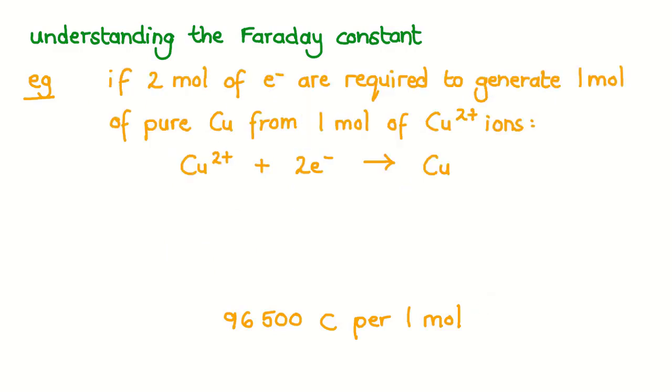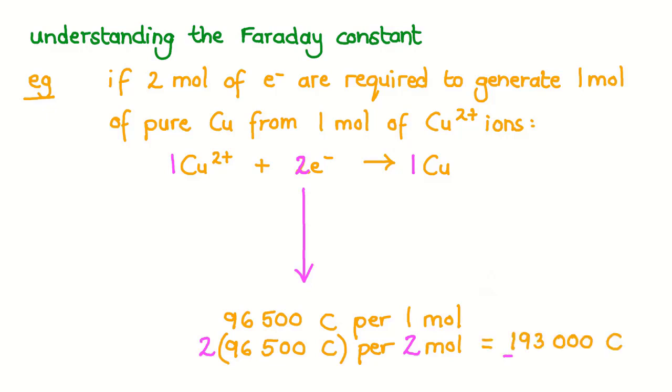Here is another example. If 2 moles of electrons are required to generate 1 mole of pure copper from 1 mole of copper 2 plus ions according to this half equation, then 2 Faradays of charge are needed for 2 moles of electrons transferred. So we have determined that 193,000 coulombs of charge are needed to produce 1 mole of pure copper from 1 mole of copper ions, usually from a molten copper electrolyte.